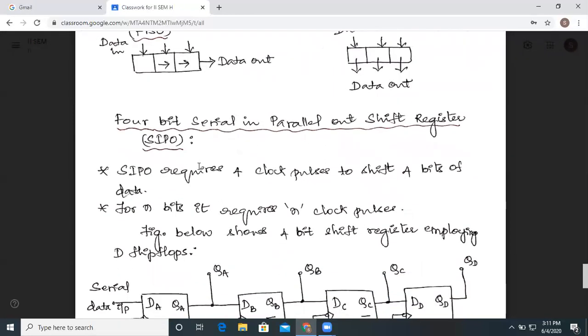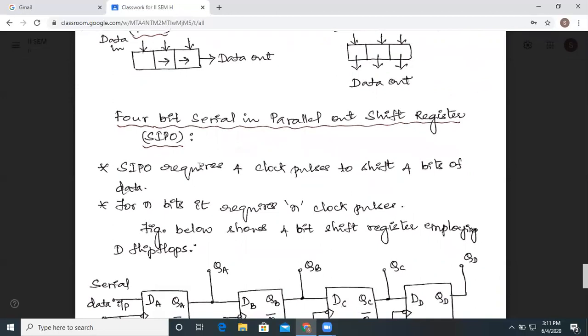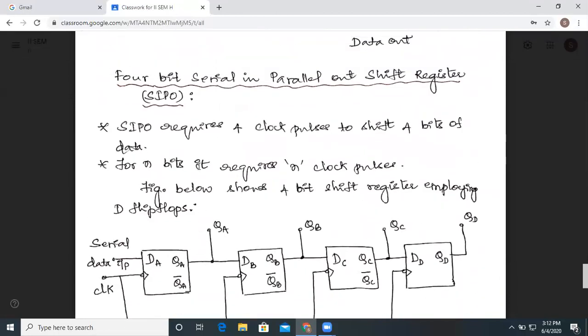Now, how many clock pulses are required? At least we need to see one of the shift registers so that we could get an idea how many clock pulses are required in order to feed the data or take out the data that is present in the shift register. So here is one example, a 4-bit serial in, serial out shift register is being shown.